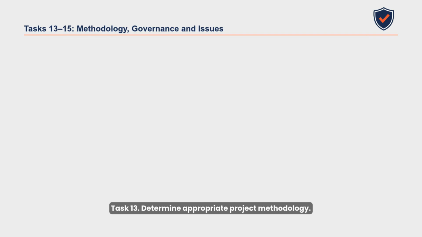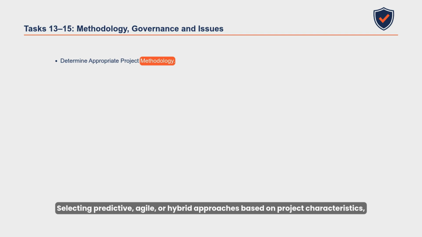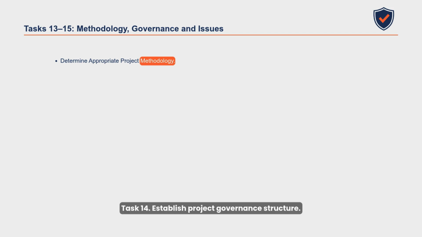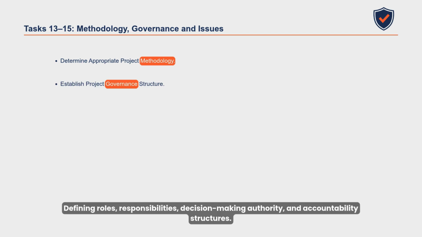Task 13. Determine appropriate project methodology. Selecting predictive, agile, or hybrid approaches based on project characteristics, complexity, uncertainty, stakeholder needs, and organizational culture. Task 14. Establish project governance structure, defining roles, responsibilities, decision-making authority, and accountability structures. Who approves what, who escalates to whom, and how decisions are documented.